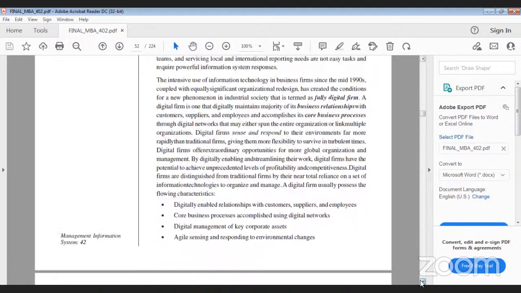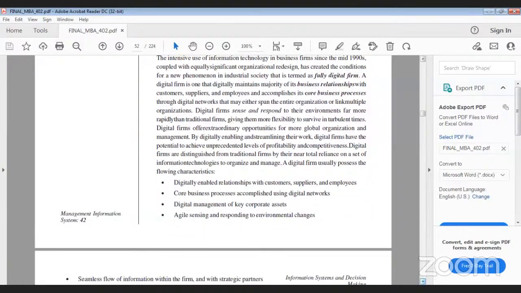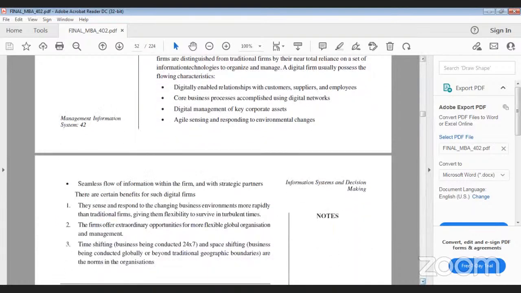The first characteristic is digitally enabled relationships with customers, suppliers, and employees. The next characteristic is core business processes accomplished using digital networks, or digital management of e-corporations. And the last one is sensing and responding to environmental change, sharing of information within the firm and with strategic partners.